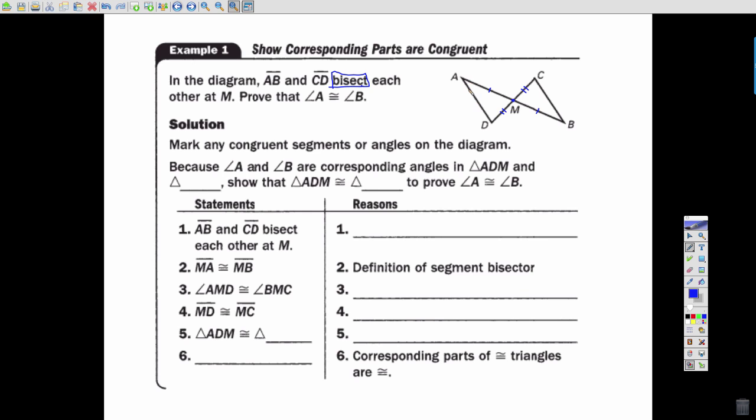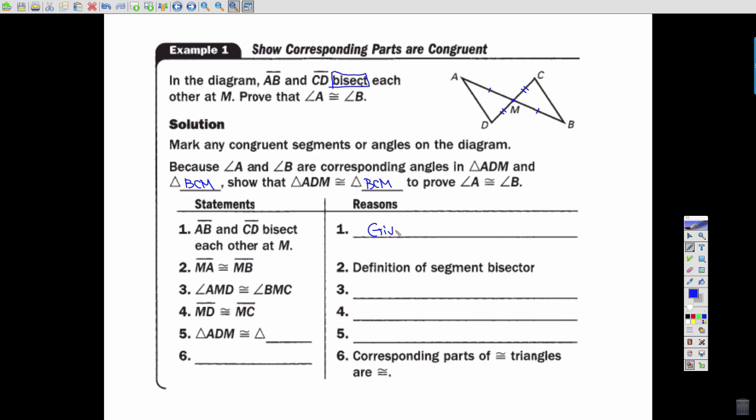We're asked to prove angle A and angle B are congruent. So before I do that, I have to prove that these two triangles are congruent, triangle ADM and triangle BCM. If I prove these two are congruent, then we can draw the conclusion their corresponding angles A and B would be congruent. So let's see how we do that.